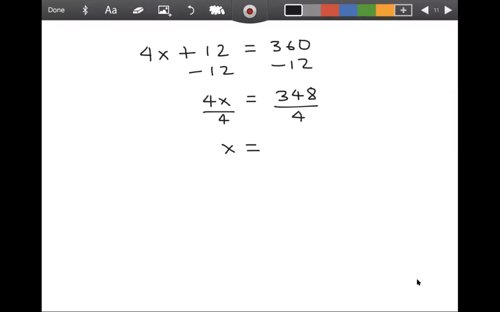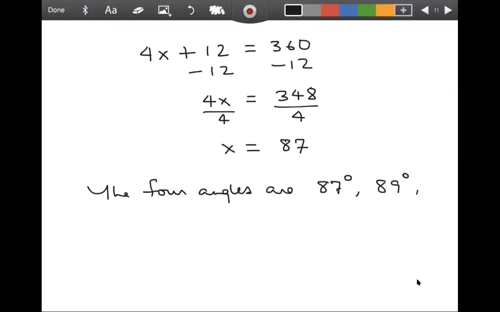348 divided by 4 is 87. So the measure of the smallest angle is 87 degrees. That means that all 4 angles are 87 degrees, 89 degrees, 91 degrees, and 93 degrees. This thing would almost look like a rectangle or a square. Not quite.